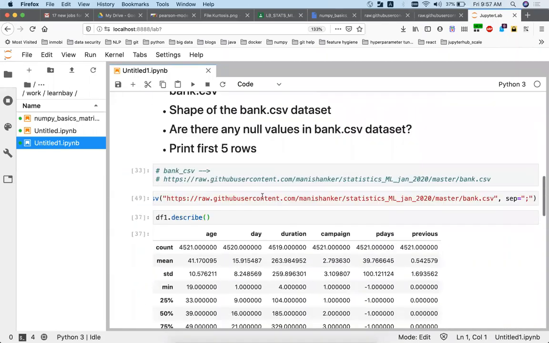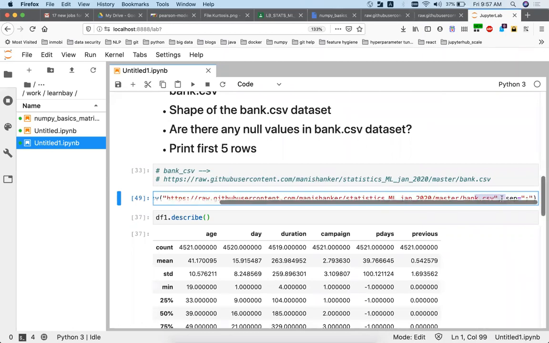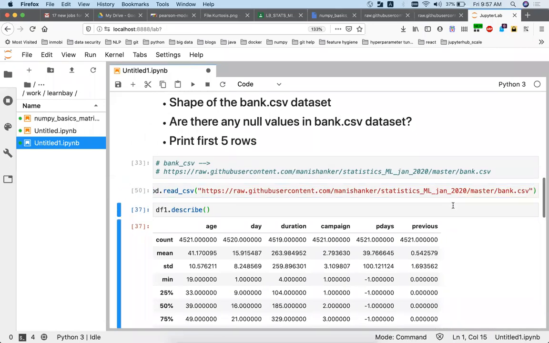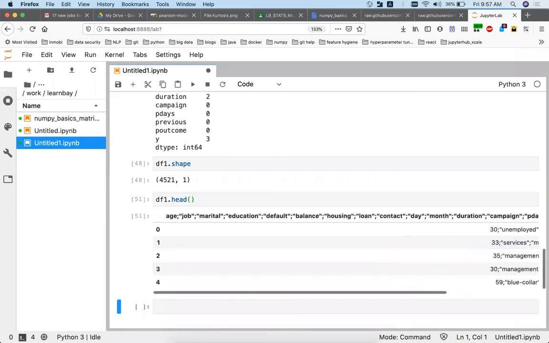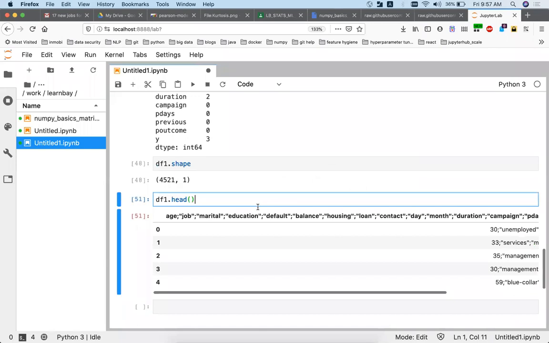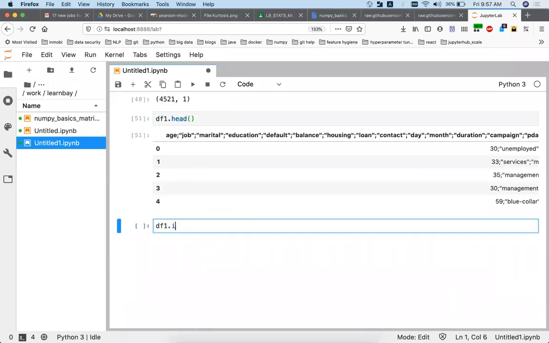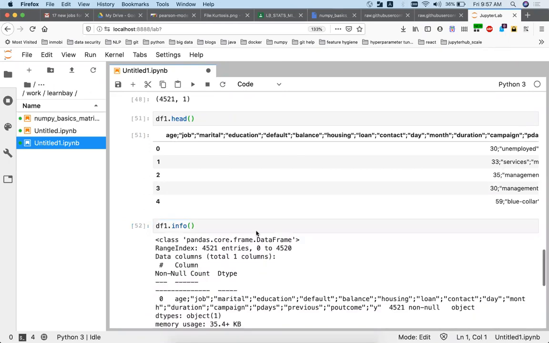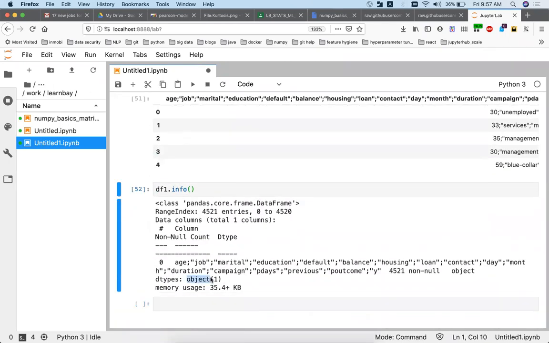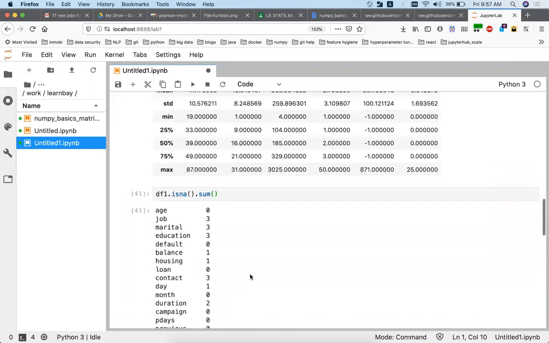So let me explain. Let's say I don't remember this, or I make a mistake. Okay, let's say I made this mistake. For some reason it worked well also. Let's say I run df1.info. If I do this, I get some information. It says it's an object, which means pandas was not able to figure out the type. So let me show you the difference.